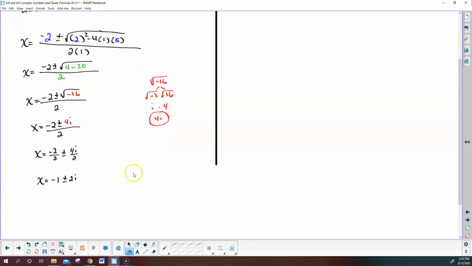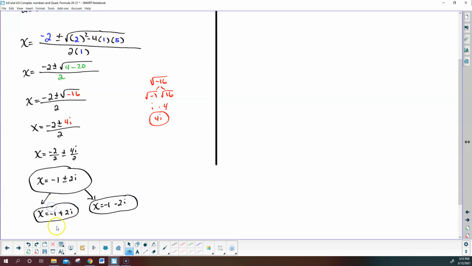Now that is good enough. Those are my answers, right? But keep in mind, it's written like that, where you have negative 1 plus 2i. That's one of my answers, and the other one is negative 1 minus 2i. But look at how it's written. It's written in that complex number form, a plus bi, or in this case, a minus bi. So that's the connection to what we did at the beginning of this lesson.